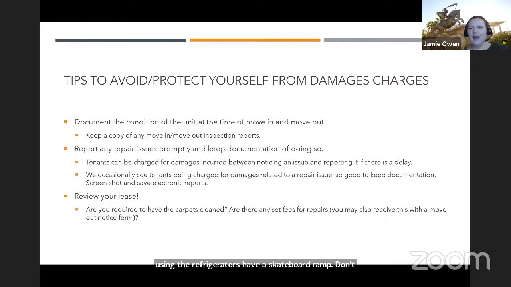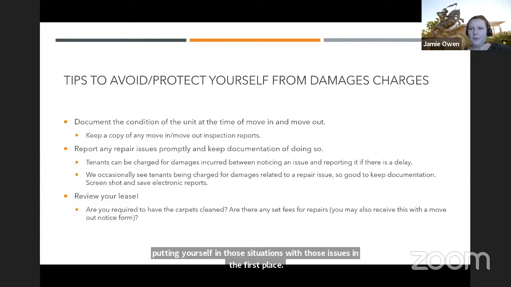Don't do that. Because for that to be settled, they ended up spending not the full amount that was charged, but a good amount of money to keep it from going further. So just try to avoid putting yourself in those situations in the first place. It really goes a long way.